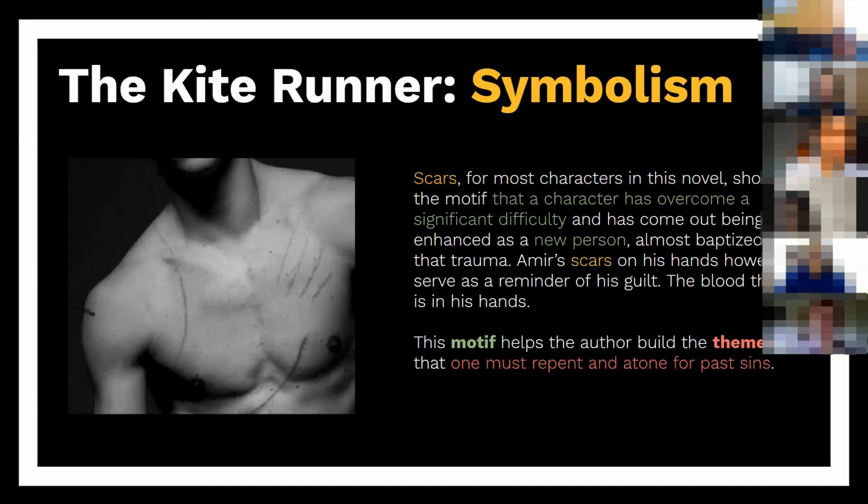So this scar for Amir almost represents the blood that is on his hands because of betraying Hassan when they were children. That motif helps the author build the theme that a person must repent and atone for past sins. You have those scars that show you the things that you have lived through, and you must overcome that. You must let those scars heal in some kind of way. Does that make sense?